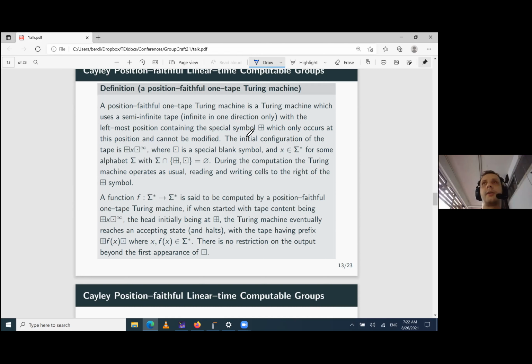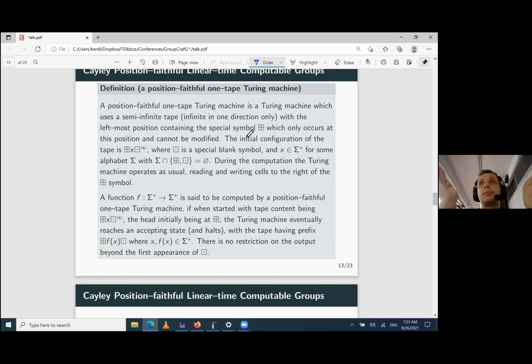Well, so then what is a Cayley automatic group? A Cayley automatic group is just a group for which the language of normal forms is regular and multiplication can be implemented by a position-faithful Turing machine in linear time. So then how can you extend the class of Cayley automatic groups? You can simply relax the first assumption, that the language of normal forms is regular.